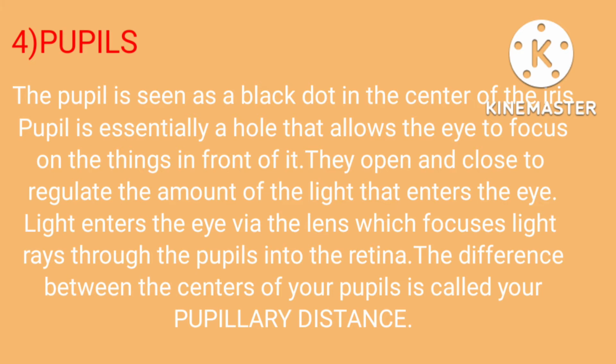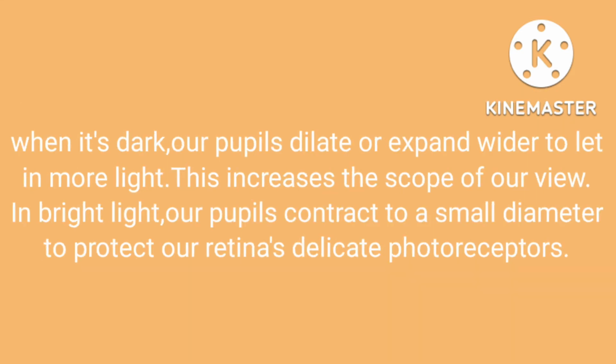The distance between the centers of your pupils is called your pupillary distance. When it's dark, our pupils dilate, or expand wider, to let in more light. This increases the scope of our view. In bright light, our pupils contract to a small diameter to protect our retina's delicate photoreceptors.